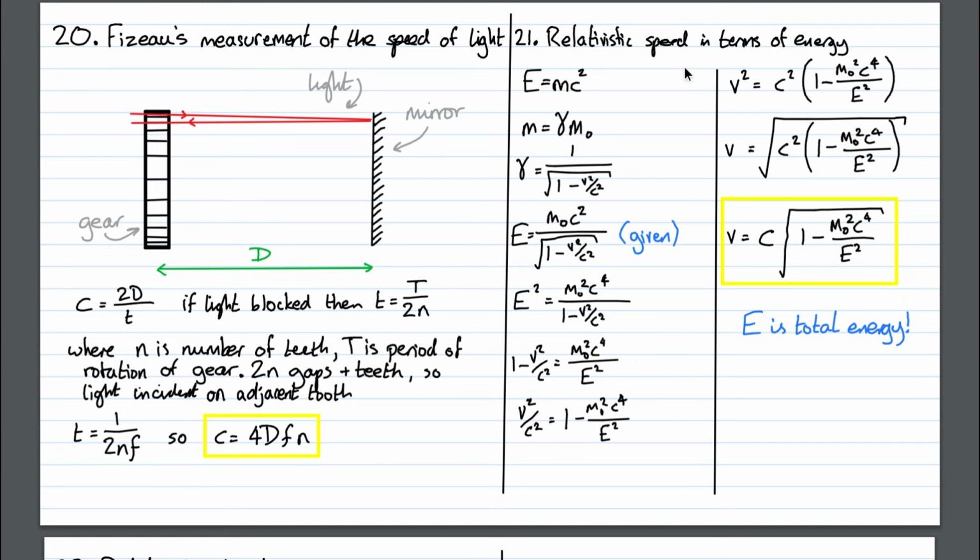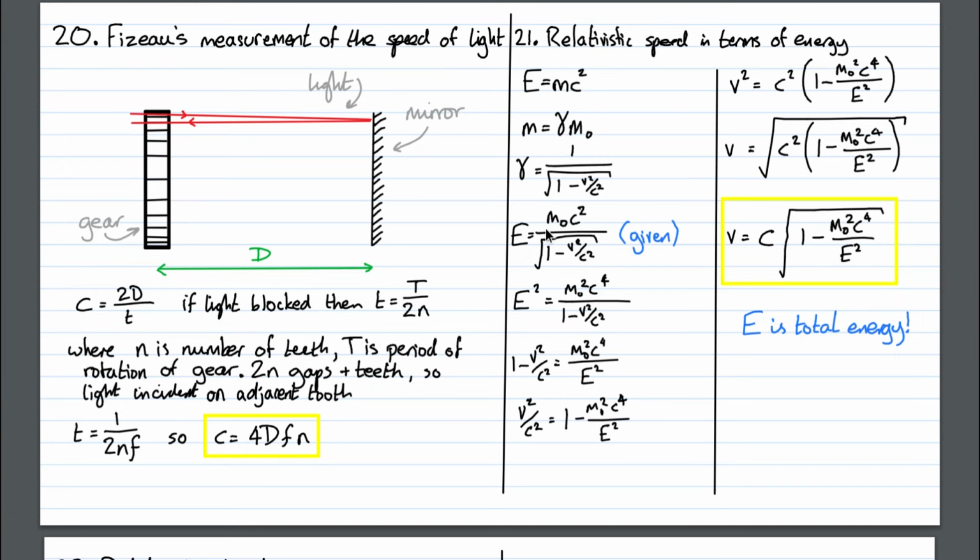Now, relativistic speed in terms of energy. The energy of a body is equal to mc squared, according to Albert Einstein. Unfortunately, our exam board insists on the idea of relativistic mass, as nonsense as it is, where gamma, the Lorentz factor, is given by this expression here. You're never going to be asked to derive that, but if you want to, you can do it with simple Pythagoras. So we substitute that in, we get this equation here. You're actually given this equation, but it's for total energy. So if we want relativistic speed in terms of total energy, that's not too bad. It's just rearranging the equation we are given.